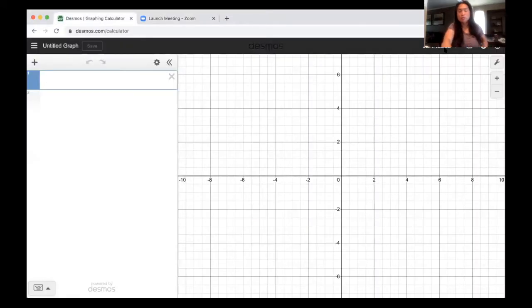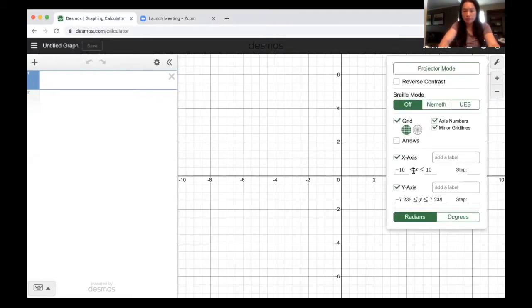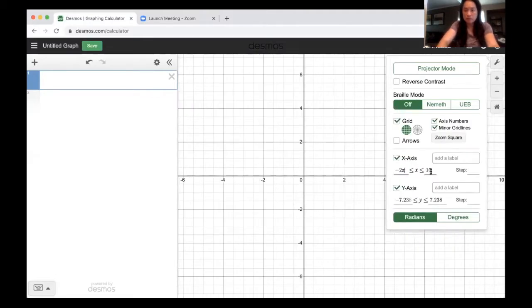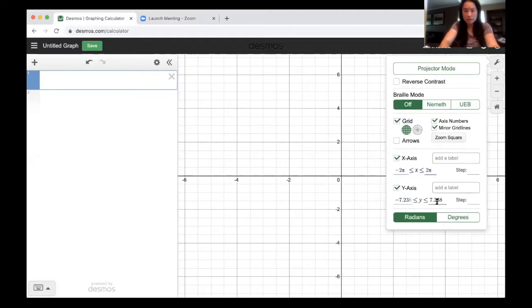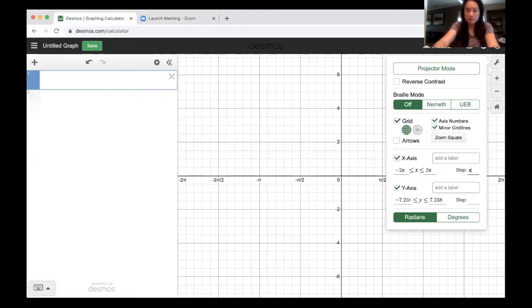Okay, so if you're opening up Desmos for the first time, make sure that you set the settings. Right up here, go to your toolbar. Remember the x-axis is going to be negative 2 pi to positive 2 pi. The y-axis, we don't need that, but what's really important is this step here. It's going to be pi over 6. Also make sure that it's here in radians. All right.